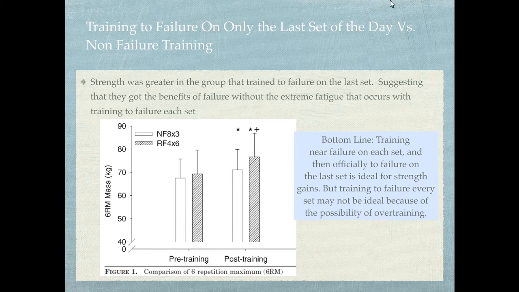The group that failed on the last set had the greatest gains in strength. So what it suggests is that you should likely not place failure on the first set. You should wait to the last set. But all the other sets, maybe you're stopping short of 1 repetition. So if you can hit 11 reps, maybe you hit 10. But on the last set, you go all the way out. So again, bottom line, training near to failure in each set and then officially to failure on the last set is ideal for strength gains.